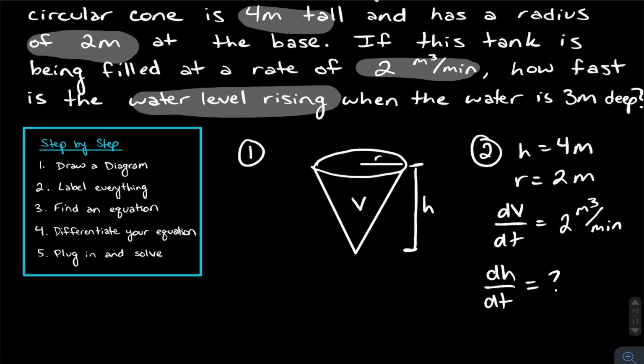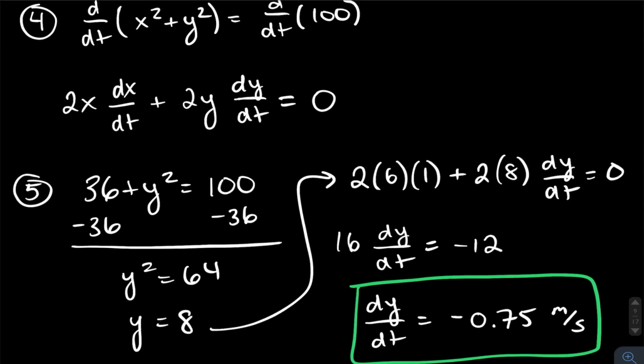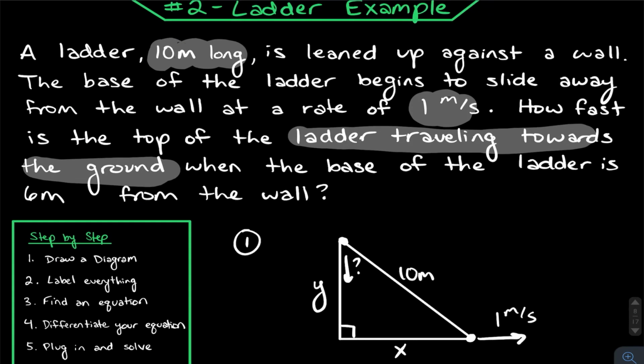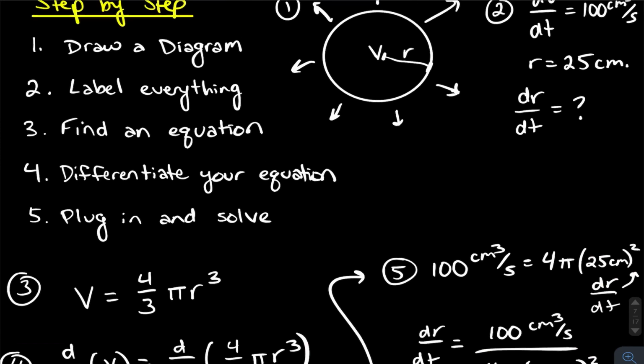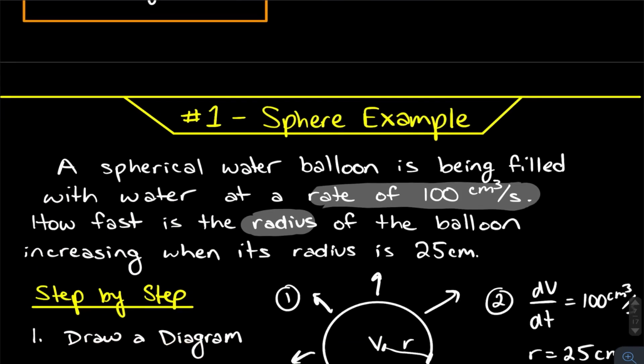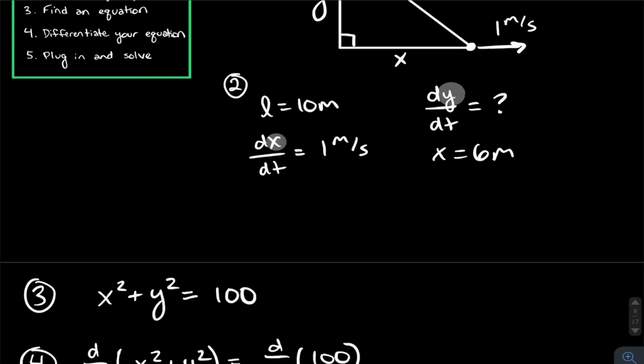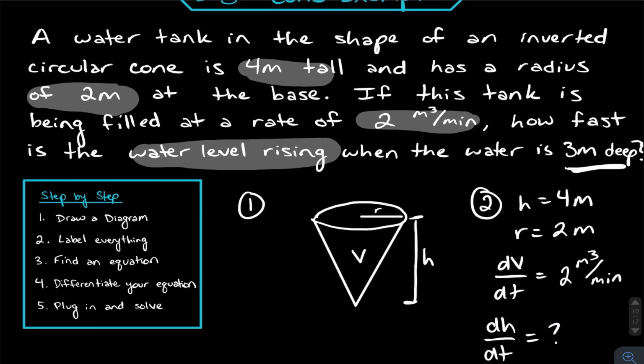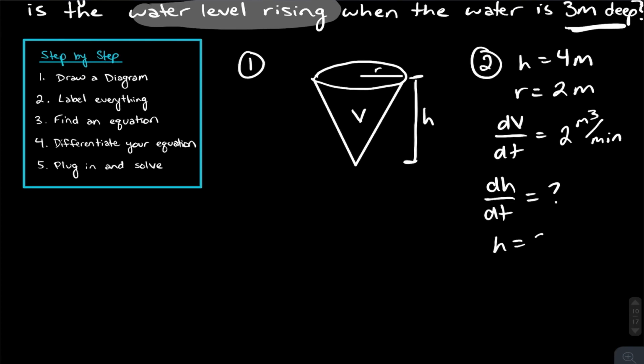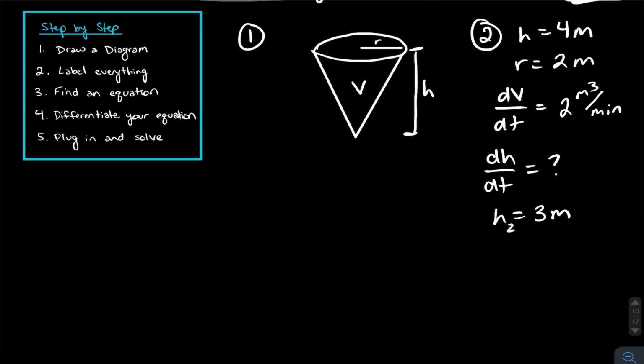And here's the same kind of condition that we've been given in the last problem. It was that x equals 6 meters at this point. In the problem before that, it was when its radius is 25 centimeters. Here, that same exact piece of information is when the water is 3 meters deep. So when H is 3 meters. That's going to be important as well. And I know I just have H is 4 meters up here, so to eliminate confusion, we'll call this H2.